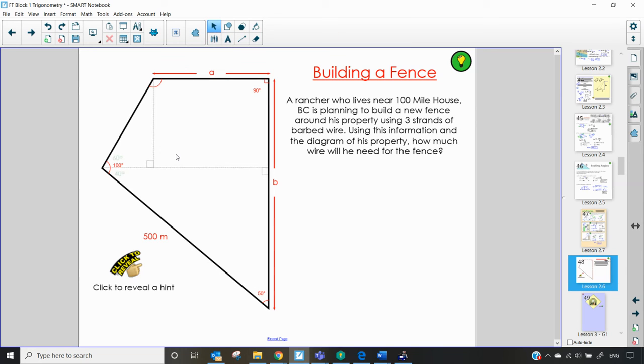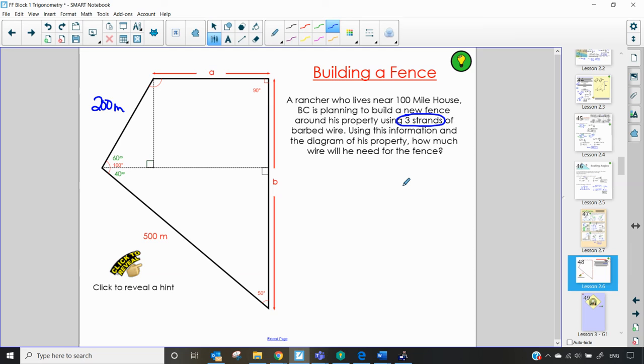And so I'm going to add in a little bit more detail here. So we have the 60 degrees and the 40 degrees. We need to know the perimeter of this fence, and there is one more piece of information that's not written in here, and that's the 200 meters right here. We need to know that that's also 200 meters. So we have 200 meters, 500 meters. Our unknowns are the B and the A, and we can use those to figure out the perimeter of our fence, and then we know that he needs 3 strands of barbed wire. So the question is, how much wire does he need for the fence?